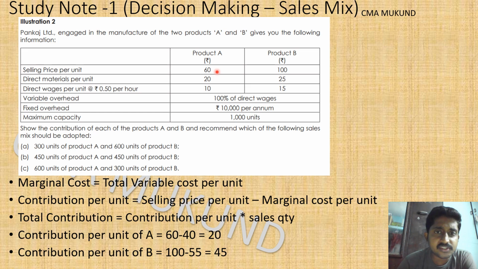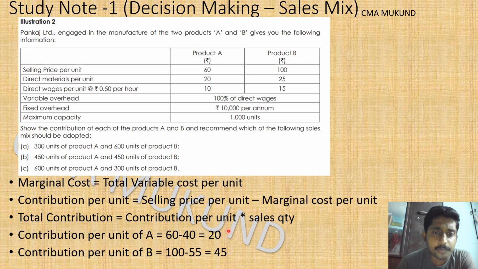So here the selling price is given. Selling price is 60 minus direct material of 20 minus direct wages of 10 takes it to 30, and variable overhead is also there, which is 100% of direct wages, so 10 rupees. So 20 plus 10 plus 10, so total variable cost is 40 rupees. So 60 minus 40 will be 20 rupees per unit. So the contribution for product A will be 20 rupees per unit.